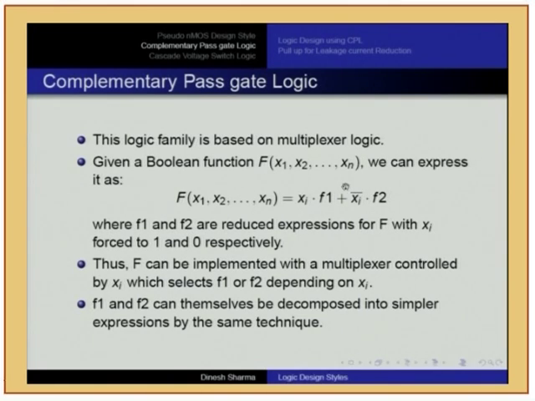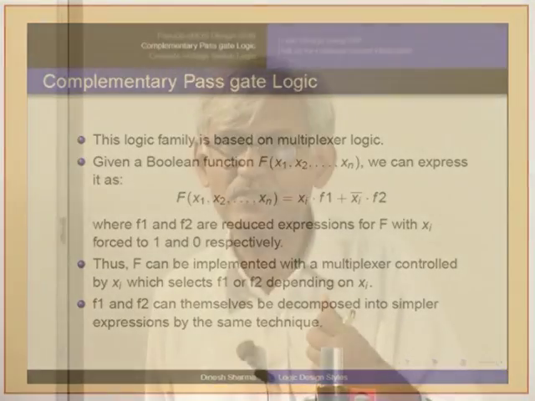So it's like a multiplexer, where xi is being used as a multiplexer. If xi is 1, it selects this function. If xi is 0, it selects this function. Okay, and now f1 and f2 can be further simplified by the same logic. So this is the multiplexer logic, and this multiplexer logic finds a physical implementation in this logic called the complementary pass gate logic.